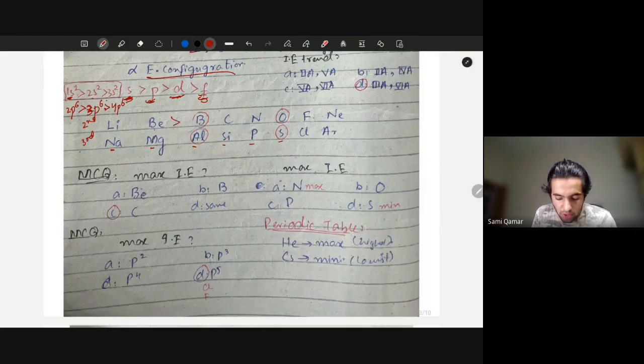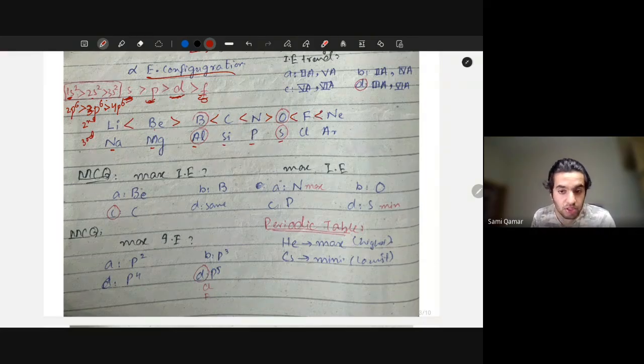Okay, and now see this here. Beryllium has more than lithium. Carbon has more than boron. Nitrogen has more than carbon. But nitrogen has more than oxygen. Then oxygen, obviously, fluorine will have more. And this is a noble gas, right? So it will have more than that.